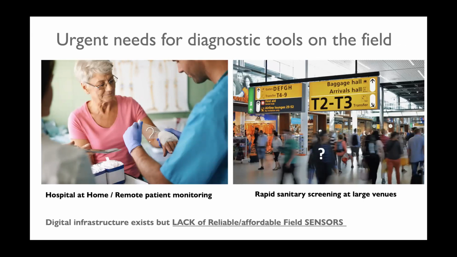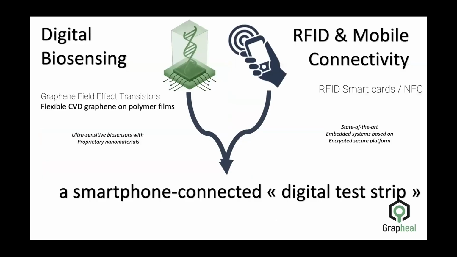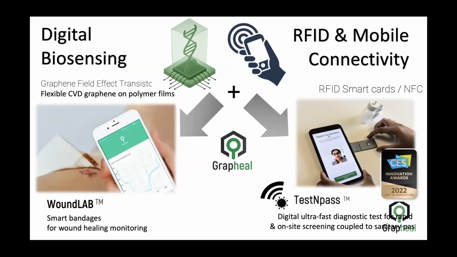So how can graphene help with that? Well, what we found is that we can make flexible sensors, easy to produce massively. You can functionalize them to target a given biomarker, and you can couple them with RFID so that smartphone technology can easily integrate with them. So we start with two applications of that.